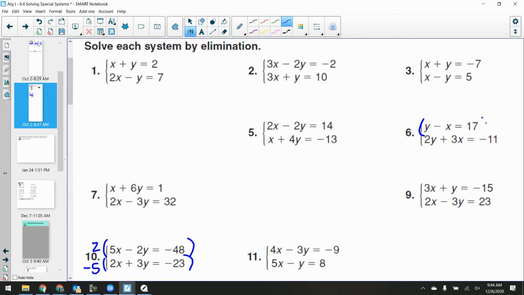-2 to the top? Yeah. Okay, read me what you got. -2y plus 2x equals -34. Okay, so that's good. And then we take the original bottom. And then read me what you got when you added them together. 5x is equal to -45. Okay, and so x is going to be what?